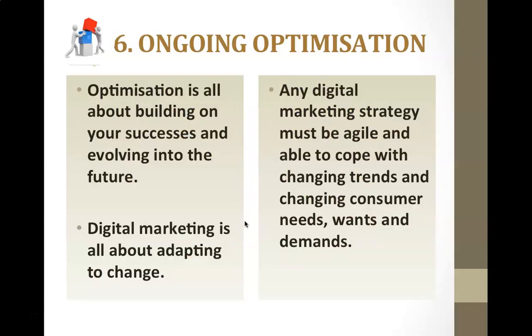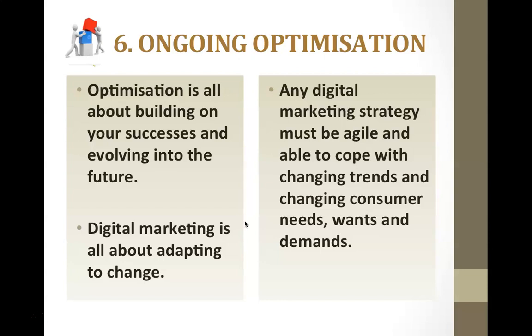The last thing that we're going to talk about, and it's actually not in the 5 steps, but I think we should include it, and I have number 6, ongoing optimization. And that is, as we said, that throughout the strategy there should be ongoing optimization, which is improvement throughout. So optimization is all about building on your successes and evolving into the future. Digital marketing is all about adapting to change. Any digital marketing strategy must be agile and able to cope with changing trends and changing consumer needs, wants, and demands. And that, of course, goes without saying.